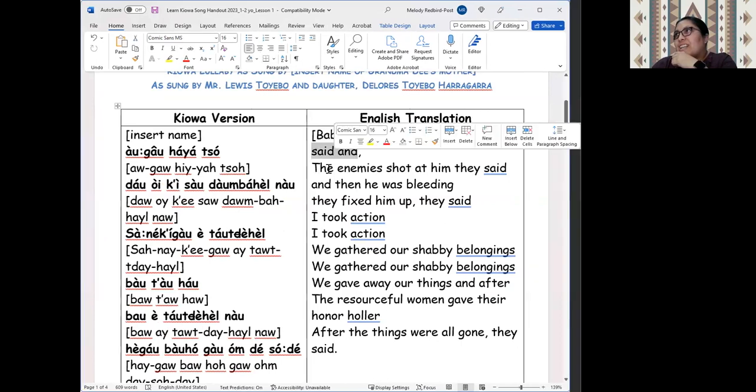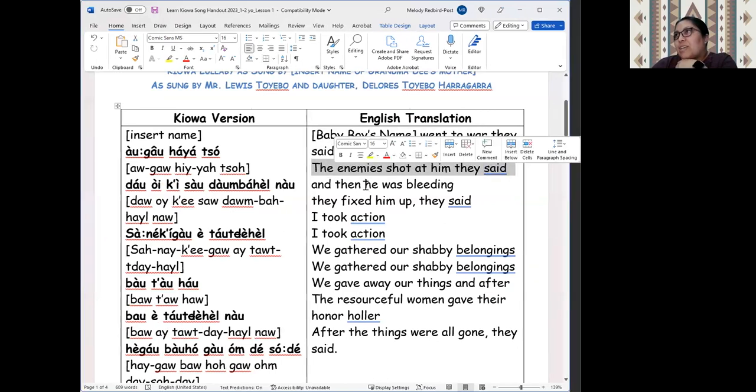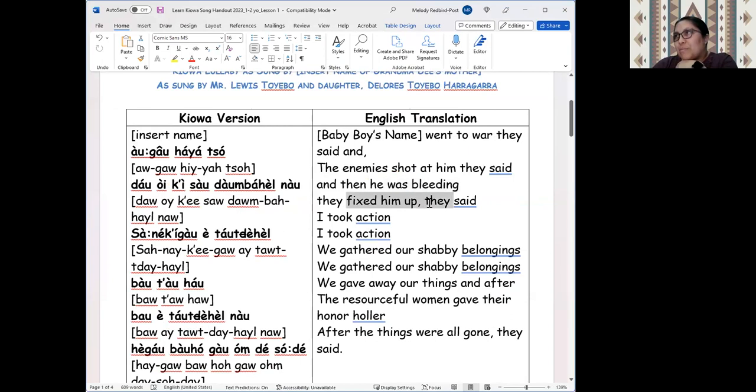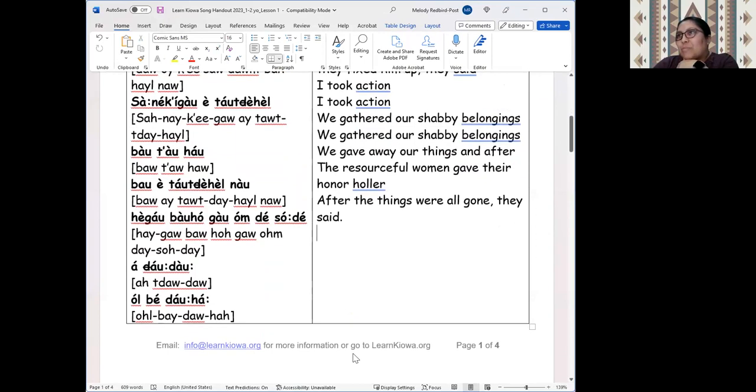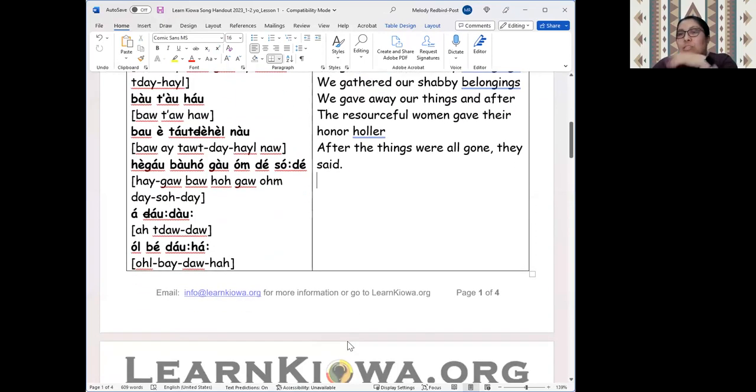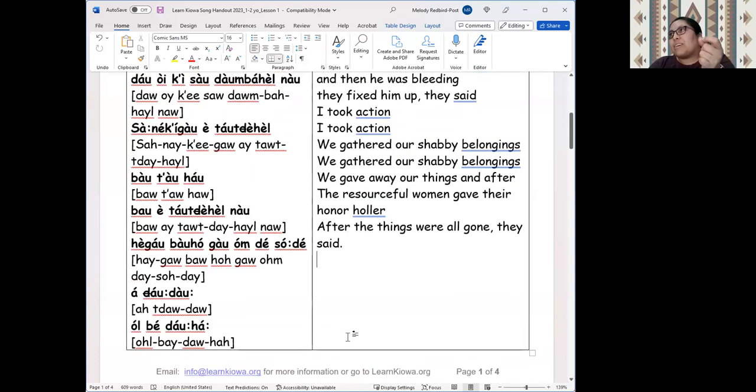They said, the enemy shot at him. He was bleeding. They fixed him up. And then we took action. We gathered our shabby belongings, and we gave away our things. And then the resourceful women did their honor after all the things were gone. So it's about the old style of giving away, the kabim gyaki, and it's about women honoring their brother.